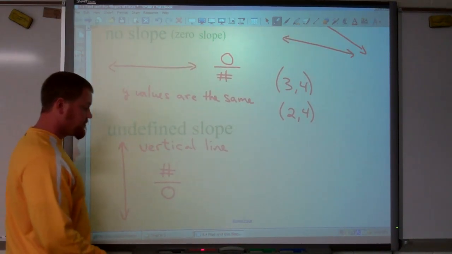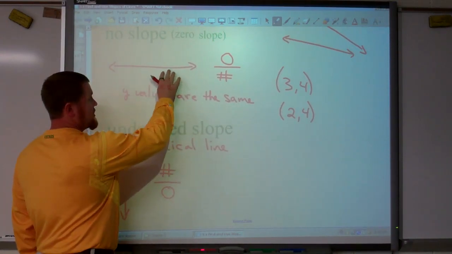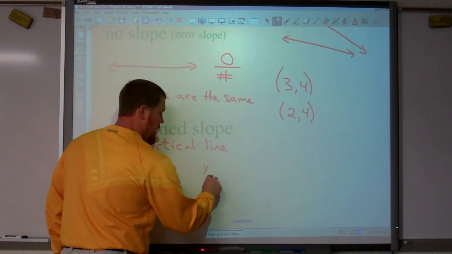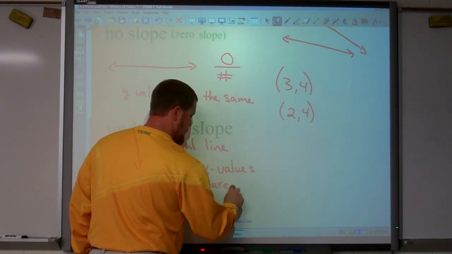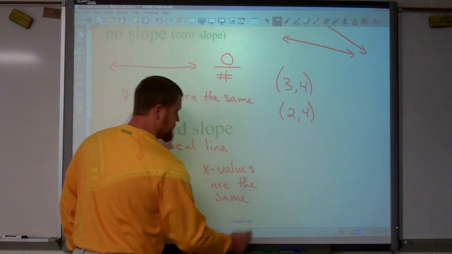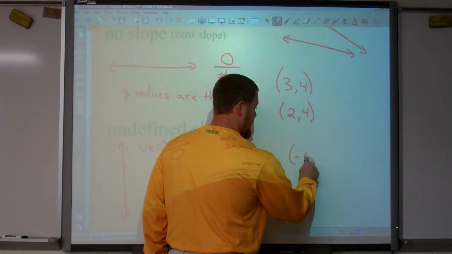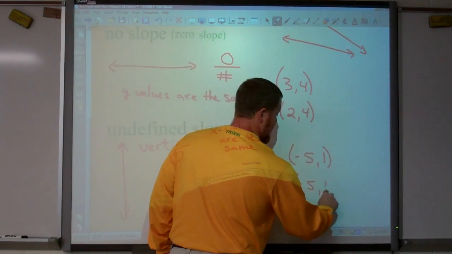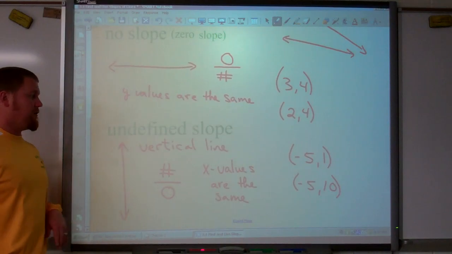It's a vertical line. So how do you know that? Well, similar to horizontal lines, where the y values are the same, for a vertical line, the x values are the same. So you could have, for an example, negative 5, 1 and negative 5, 10. That is a vertical line which has undefined slope.